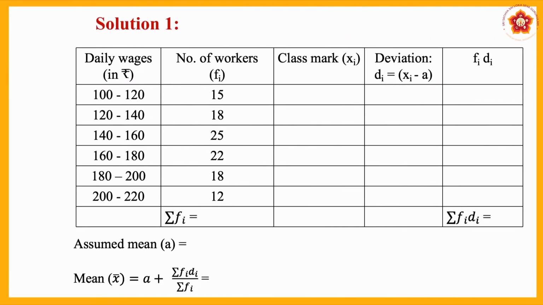The table will be like this. I will also write this table on the blackboard. You also take pen and paper and copy the problem in your notebook. In the given problem, daily wages and the number of workers, fi, are given. Now, we have to fill the columns class mark xi and deviation di, and then calculate fi di.